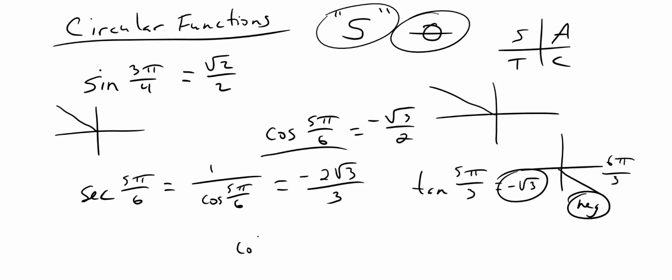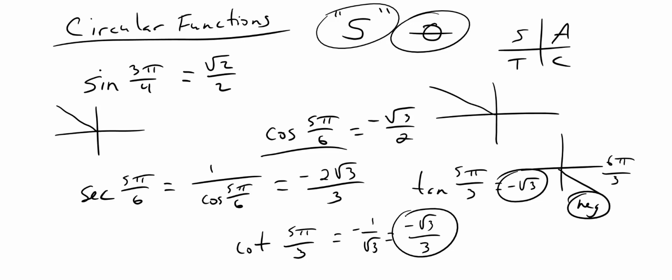Then if I said, what's the cotangent of 5 pi over 3? You're going to do all the exact same work here, except it's going to be 1 over. So negative 1 over root 3, which of course is negative root 3 over 3. Okay, so that's pretty easy. Again, this is without a calculator. So let's do a problem with a calculator now. With a calculator is actually even easier.